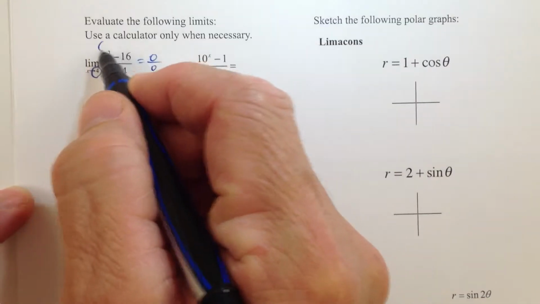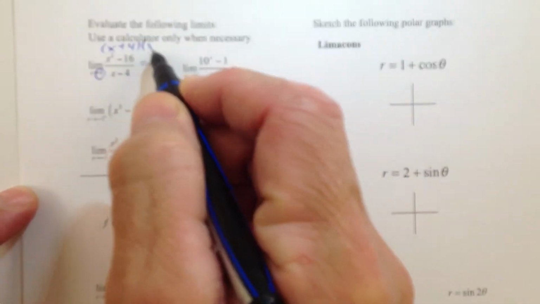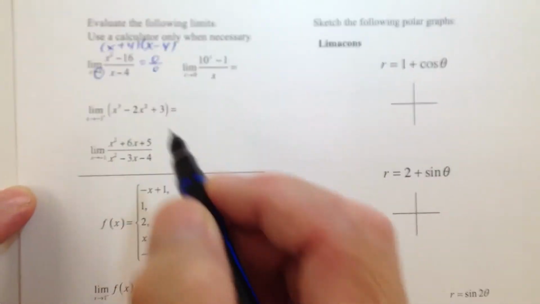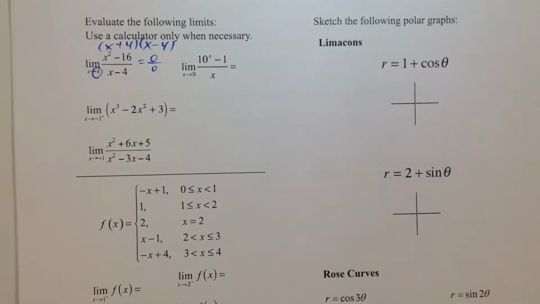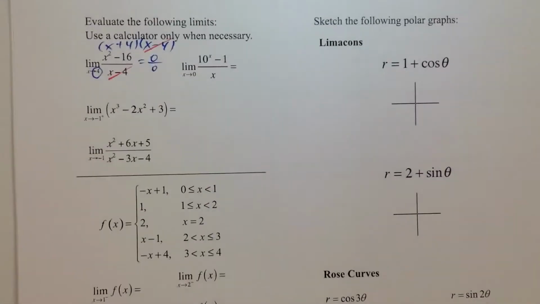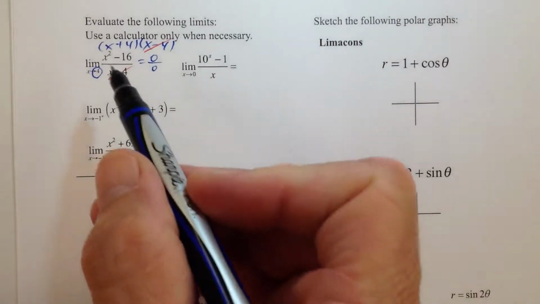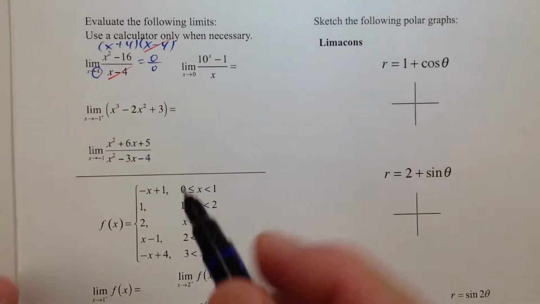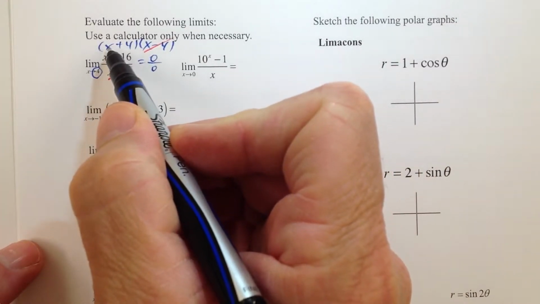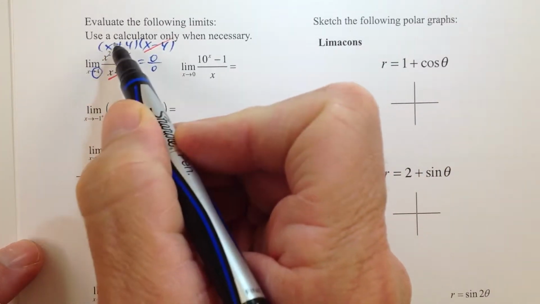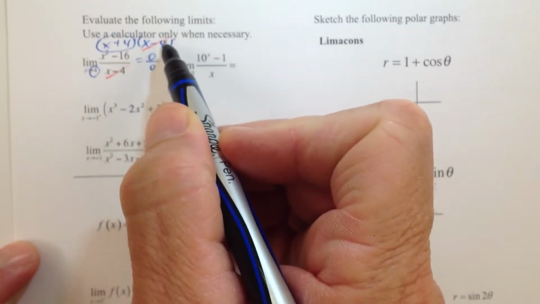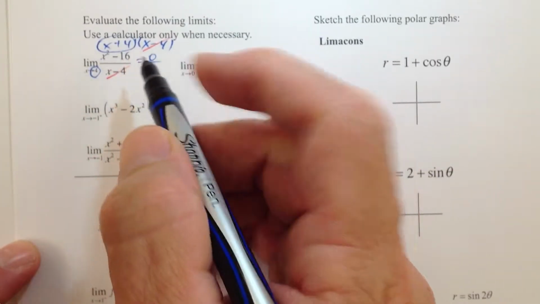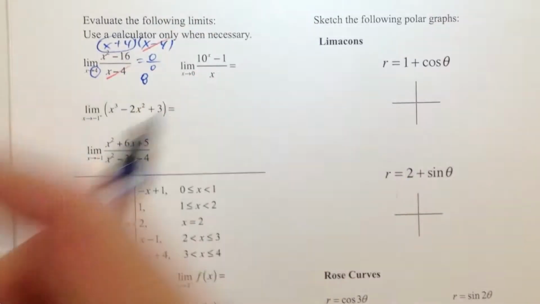So we see that we can factor the numerator, and when we factor the numerator and cancel the factors x minus 4, then we understand that we have a hole in the graph, so the limit does exist. And then when we replace x with 4, with what's left over after we cancel the x minus 4s, we get 4 plus 4, which is just 8.